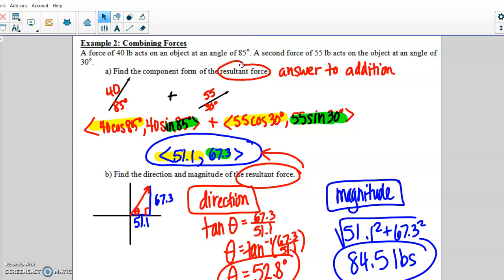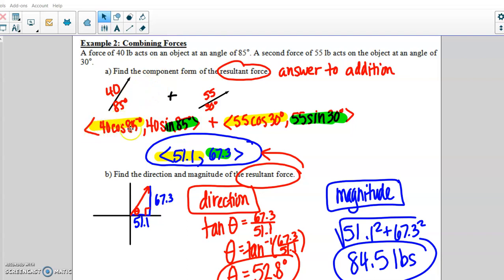So it says find the component form of the resultant force, which remember from last week, resultant force means that it's the answer to an addition problem. So we know we're going to be adding these 2 forces together. And again, if there was another force, you would just add that third force on there. So we're going to use our shortcuts to do this. This is essentially like the last problem. We just have to do it twice. So we have to figure out the horizontal and vertical components of this first vector, the one with the force of 40 at an angle of 85.